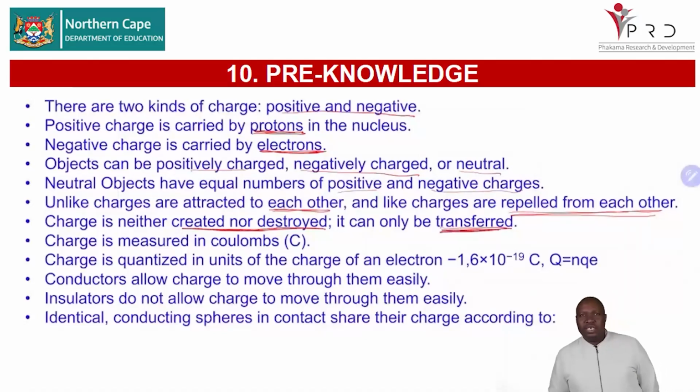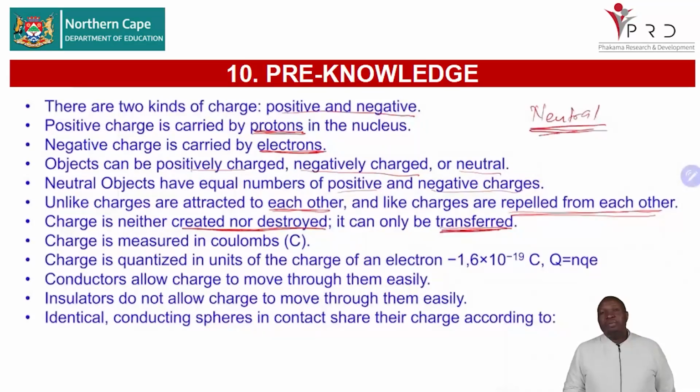So when we are saying this object is neutral, we are talking about the charges being balanced, the positive and the negative. They are there, but they are equal. Hence, we can transfer them and they will become unequal. Hence, when an object is positive, we know that we have lost electrons. When it's negative, we know that we've gained electrons.